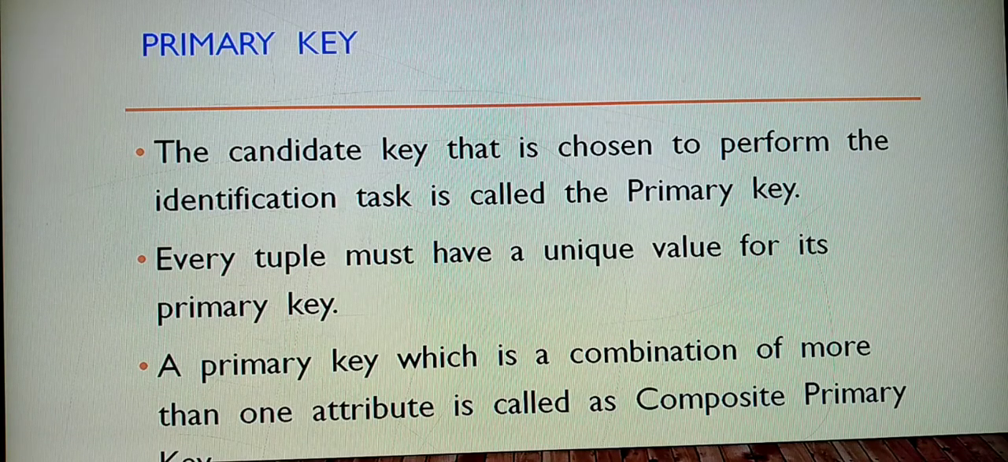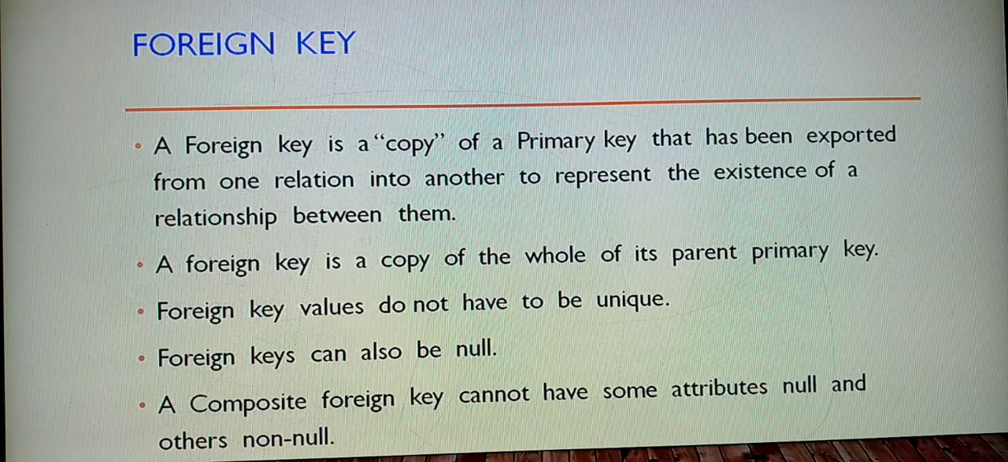A primary key which is a combination of more than one attribute is called a composite primary key. Composite is nothing but many joined together to form a composite for you. A primary key which is a combination of more than one attribute, attribute meaning column, is known as your composite primary key. Yes, the next one is your foreign key. A foreign key is the key that is available in the next table. Why do you need a foreign key? Just to have the relationship between the two tables.